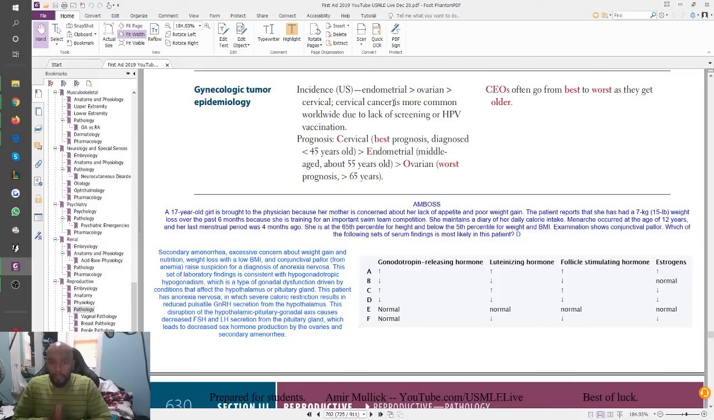Prognosis, of course, cervical cancer has the best prognosis, especially if it's diagnosed under age 45. Endometrial, and then ovarian. Ovarian cancer has the worst prognosis, right? Especially after age 65. So, all things kept in mind, endometrial cancer looks really problematic, right? Because not only does it have a very high incidence, it doesn't have the best prognosis either. It's in the middle, so it's a middle type prognosis. And CEO is a good way to memorize the prognostic factor of things. But as far as incidence is concerned, just really think of endometrial cancer for sure.